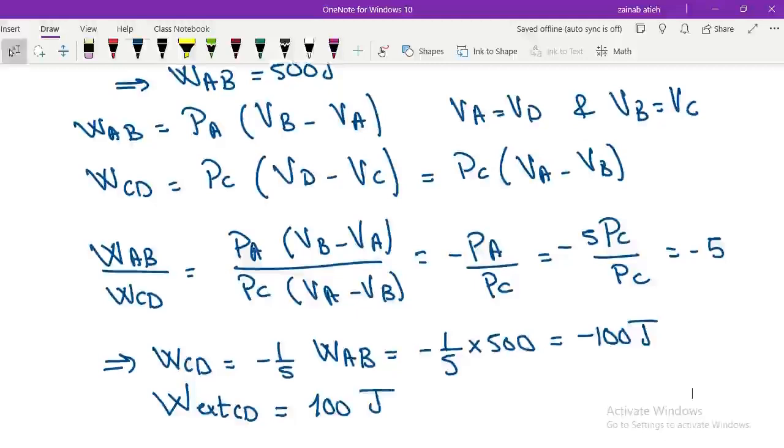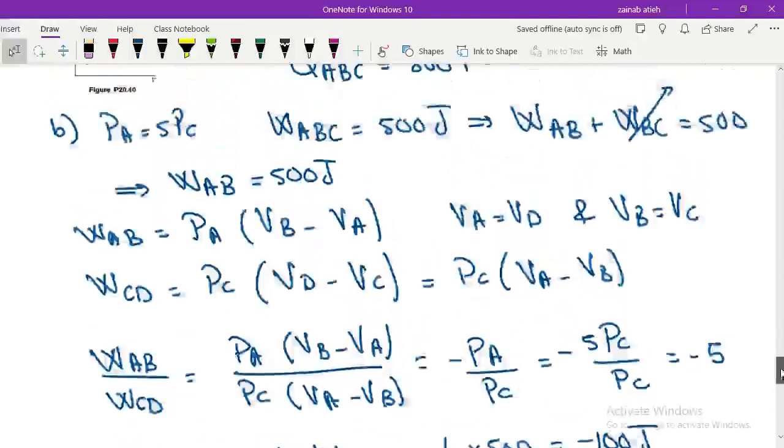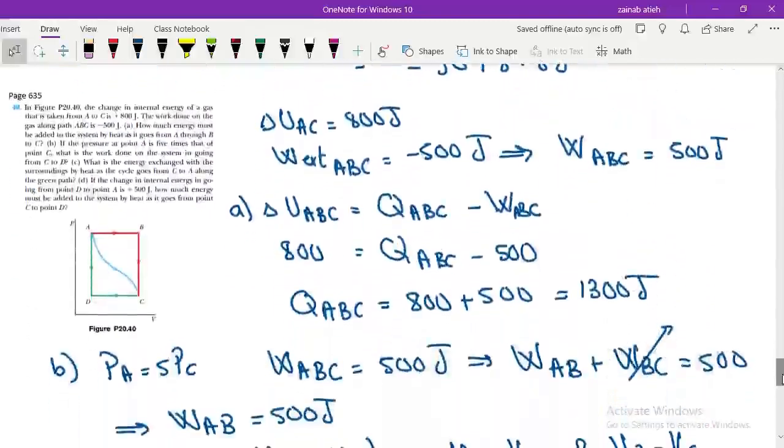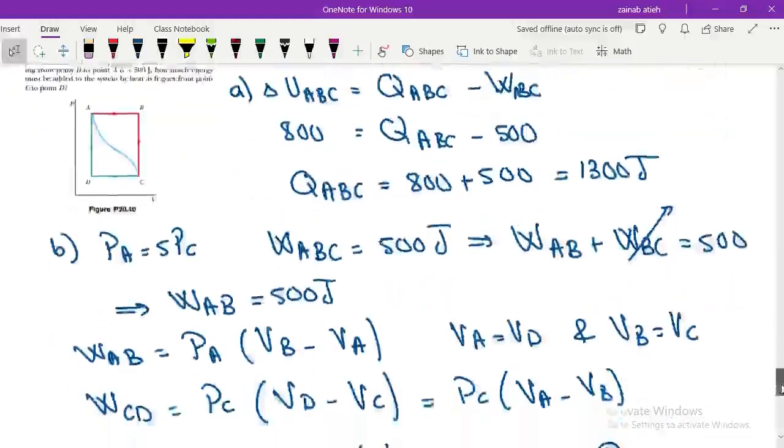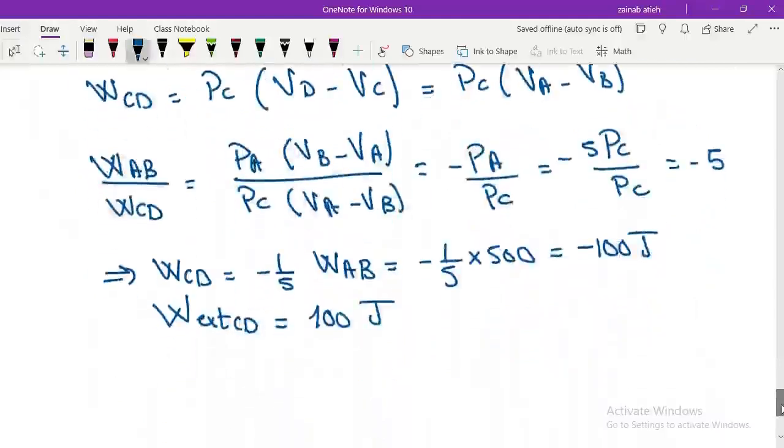Now part C says, what is the energy exchanged with the surrounding by heat as the cycle goes from C to A along the green path? So as you can see, we're going along the green path, and we are going to find the energy exchange with the surrounding by heat. So we are going to find Q CDA along this path. So part C, he's asking to find Q CDA.